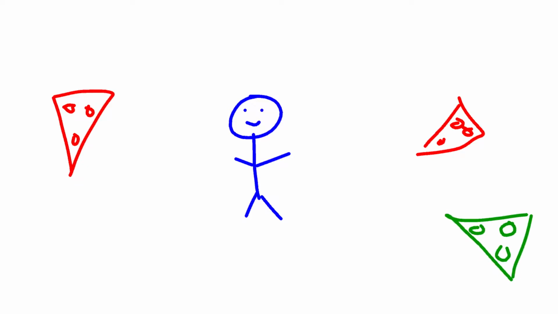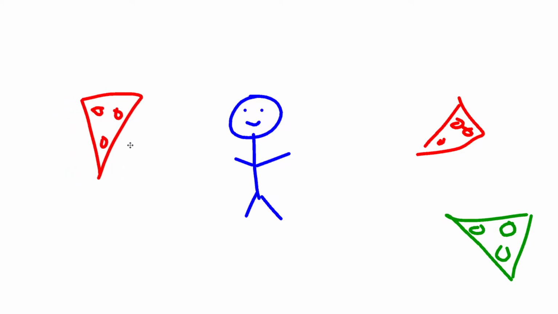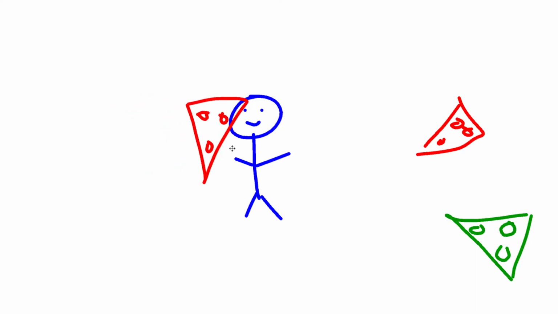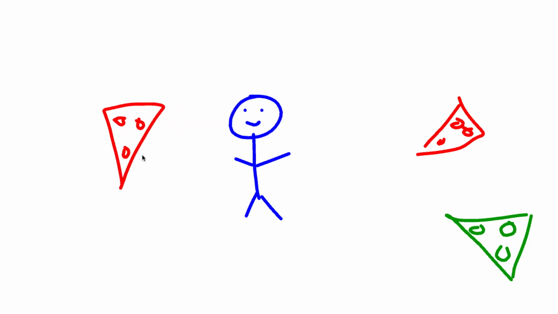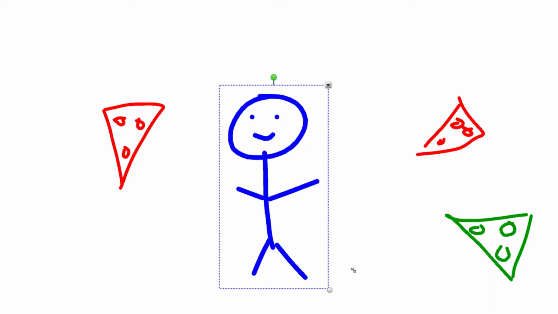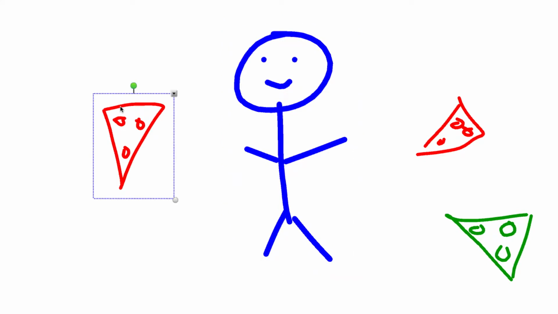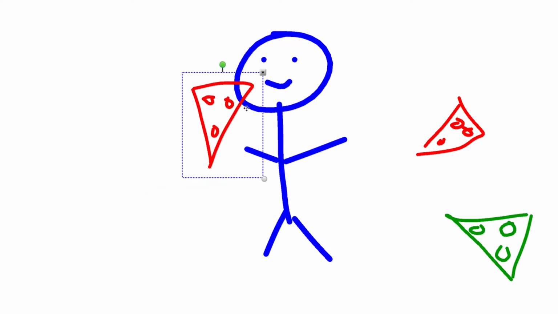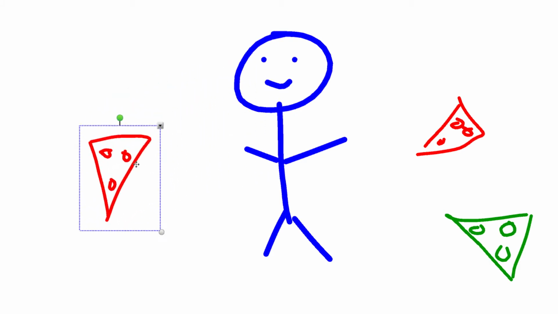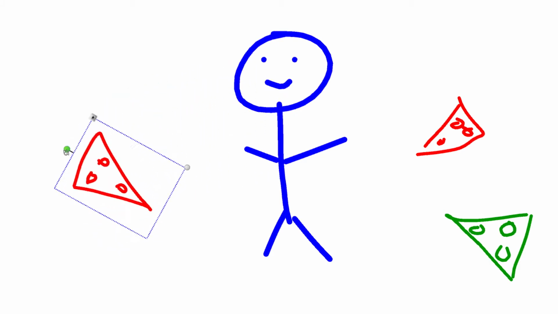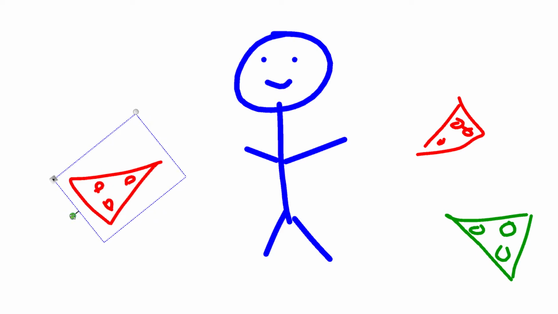Now, in order for this person to be able to eat a piece of pizza, the piece of pizza has to hit him. That's a really big piece of pizza. Hang on. Let's make the person big enough to eat the piece of pizza. So in order for this person to eat this piece of pizza, the piece of pizza must collide with the person, and it must collide in the right orientation. So let's turn that sucker around.